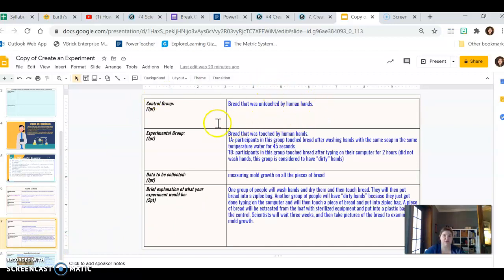You'll tell me what the control group is. So that would be bread that was untouched by hands. For our control group, it's always the group that does not experience the independent variable at all. So it would be untouched bread. The experimental group would either be the bread that was touched by hands that were washed or bread that was touched by dirty hands. The data that we collect is the mold growth, and then a brief explanation of what the experiment would look like.